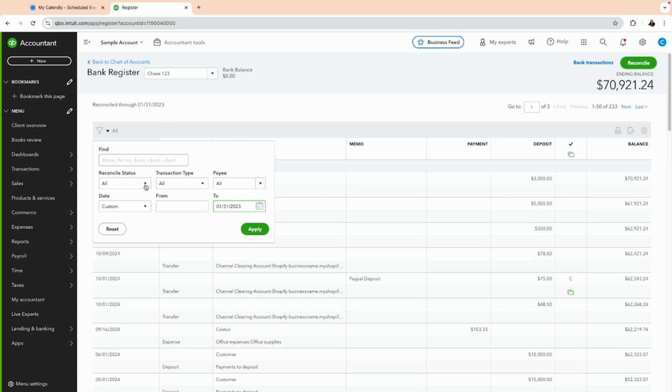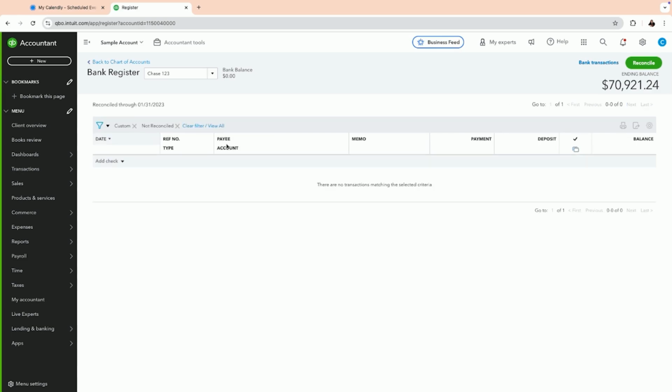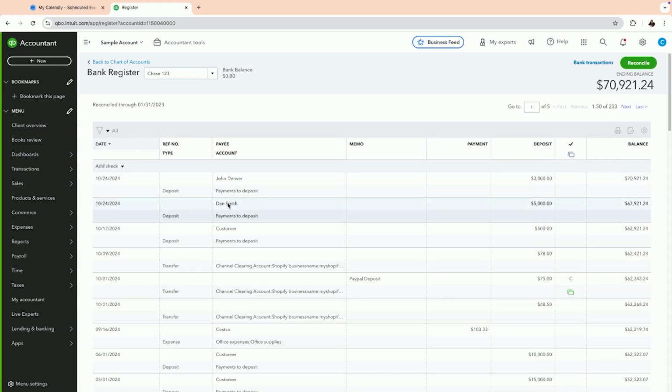And then you click on this arrow next to reconcile status, and I'm looking for transactions that have not been reconciled, even though I reconciled up to January 31st. So if there is any transaction here, which is not the case, I have no transactions, it means that I reconciled every single item. So we're good to go.